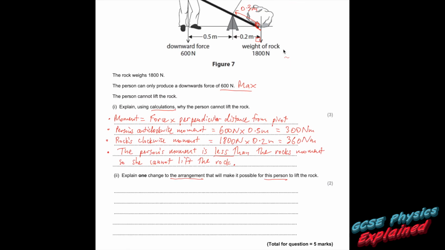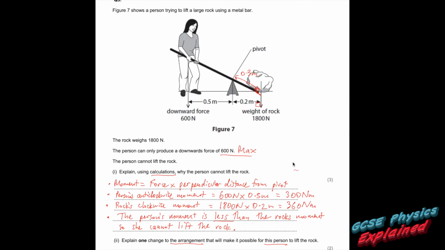Explain one change to the arrangement that will make it possible for this person to lift the rock. For this person. So not another person, not extra people. And the arrangement. So sometimes this is accepted as an answer and sometimes it's not. Sometimes people start to say, well, use a longer lever, and they start to say get an extra person to push down. I don't personally like to say that. I don't like to change anything. It is what it is. Go off what they've gave you.